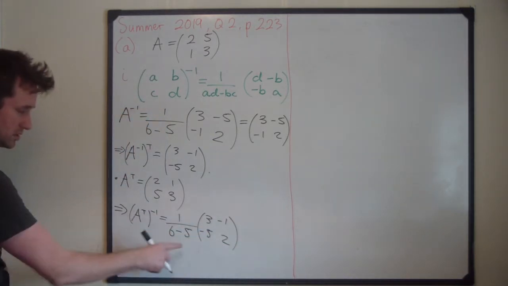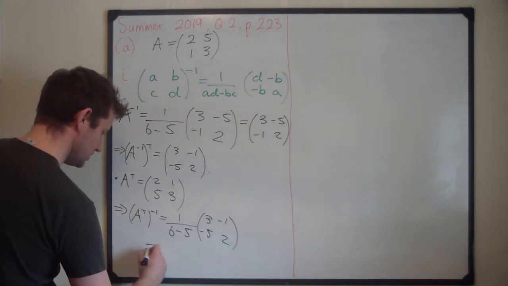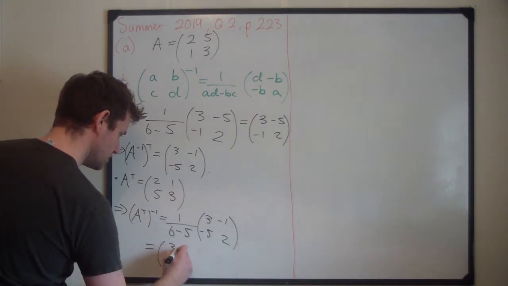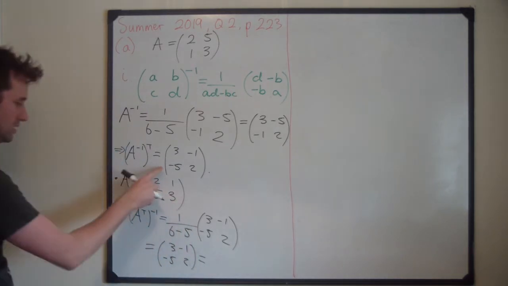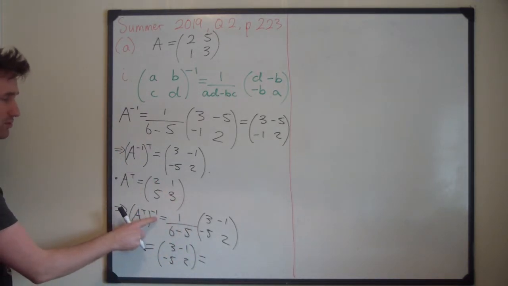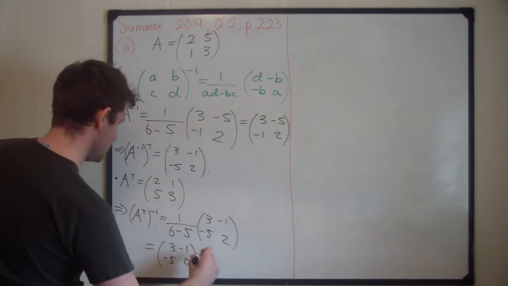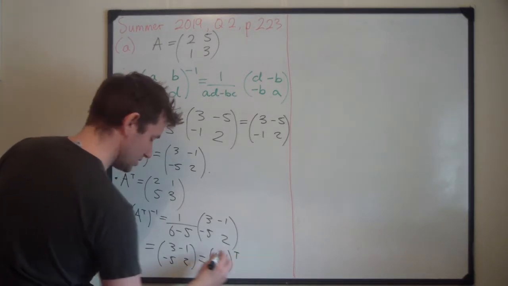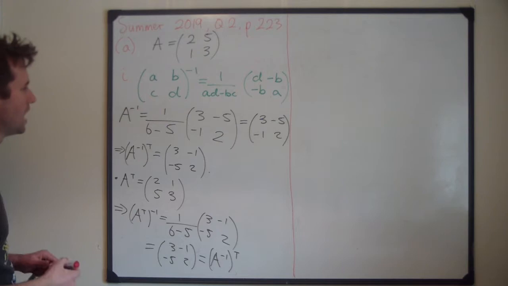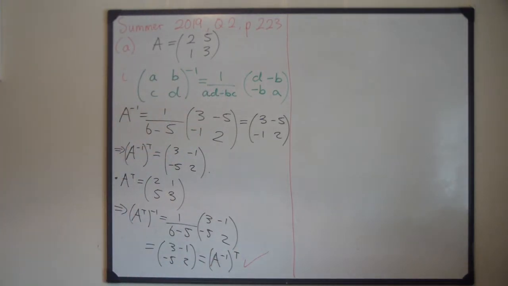Okay, now this again is 1 over 1, which is just 1, and 1 multiplied by any matrix is itself. So this is 3, minus 1, minus 5, 2, and indeed transposing first and then inverting is the same as inverting and then transposing. A good question for you to think about more generally: is that always true? I believe it probably is.